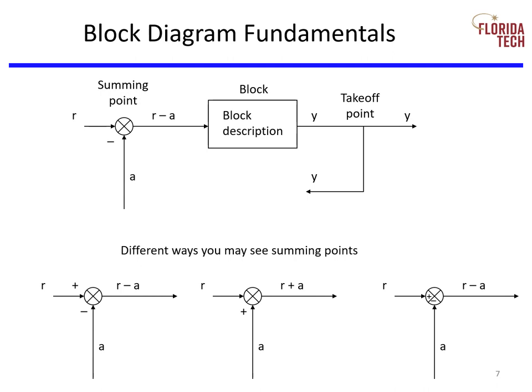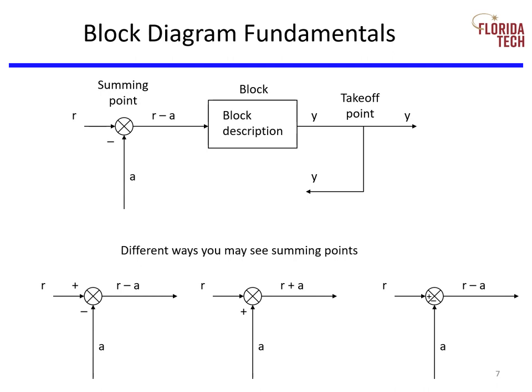Each block will be named or the function shown inside of it. When we grab a signal to feed back, a branch is formed. We assume nothing is lost from branching a signal. In other words, Y comes out of the block, Y is the overall system output, and Y is the feedback signal.